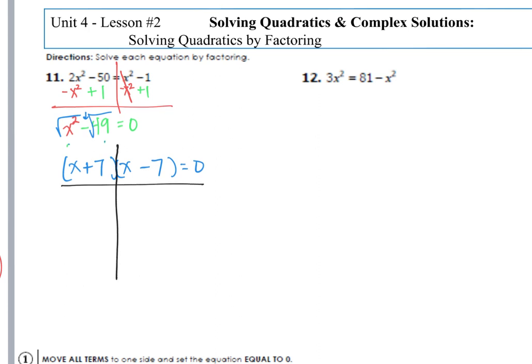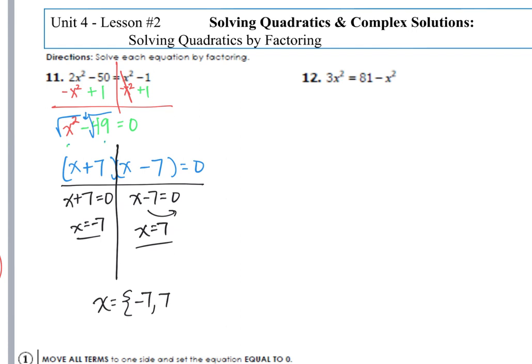We t-bar these 2 factors now so that we can separate them and solve for x. If we have x plus 7 equals 0, x minus 7 equals 0. On the left, we would subtract 7 from both sides, so we get x equals negative 7. On the right, we would add 7 to both sides to move it, so we would get x equals positive 7. Our 2 solutions here are negative 7 and positive 7 for x.